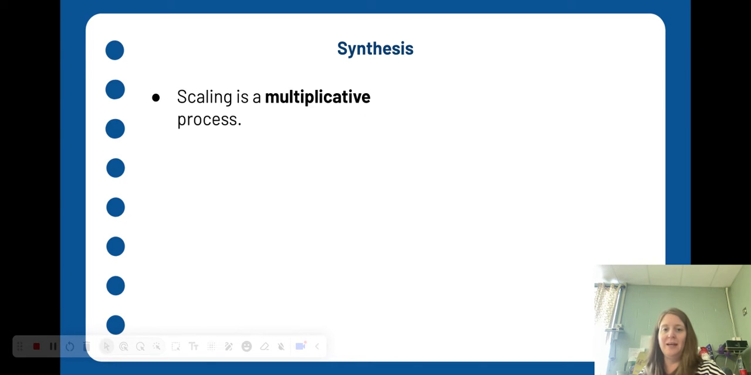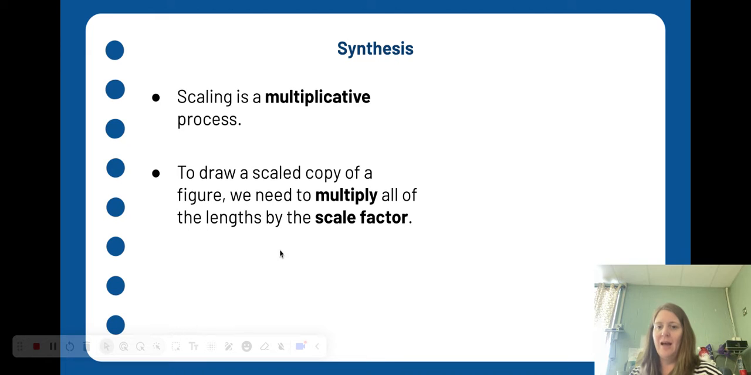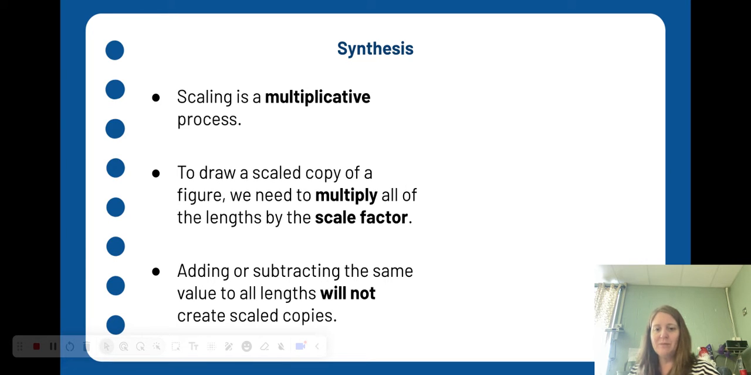So what does this mean? Scaling is a multiplicative process. Go ahead and write that word multiplicative in there. Scaling is a multiplicative process. And what that means is you are multiplying. To draw a scaled copy of a figure, we need to multiply all the lengths by the scale factor. So in that last problem, the times 3, you would multiply everything times 3. The scale factor would have been 3 in that particular problem.